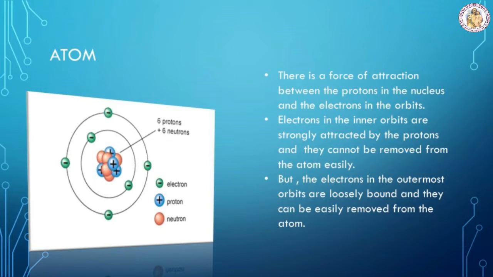There is a force of attraction between the protons in the nucleus and the electrons in the orbits. Electrons in the inner orbit are strongly attracted by the protons and they cannot be removed from the atom easily. But the electrons in the outermost orbits are loosely bound and they can be easily removed from the atom. And this will be the reason to get the electricity.